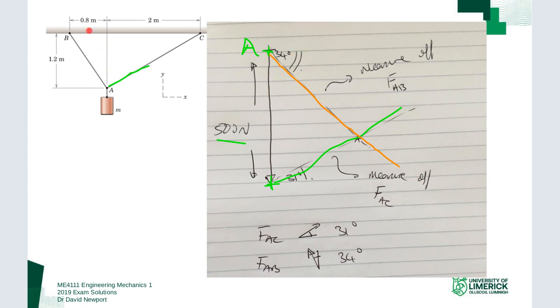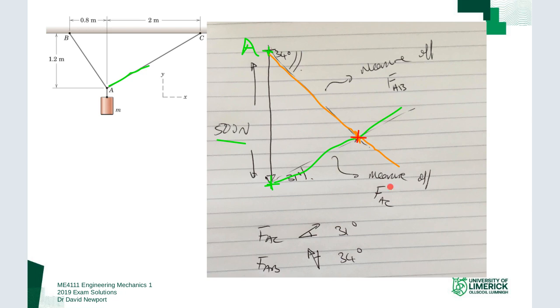I've measured off these angles, or worked them out from the inverse tans of 0.8 over 1.2 and 1.2 over 2 meters here for that angle up there. Okay, so that's where I'm getting these angles of 31 and 34 from. Now, where these intersect, then all I do is mark it off, that's my triangle closed.